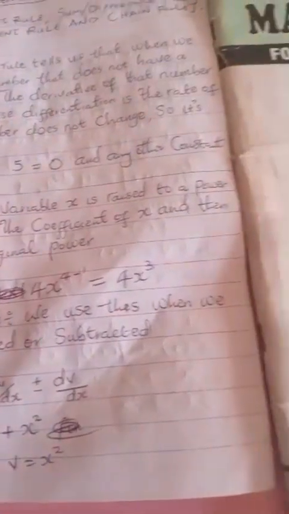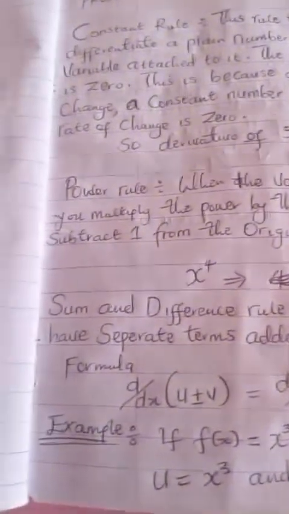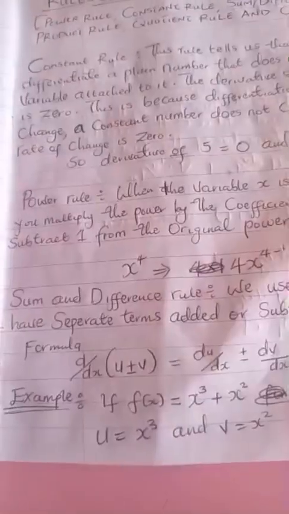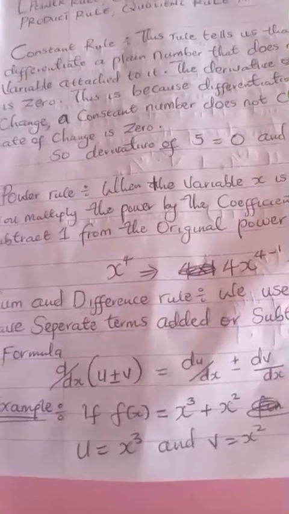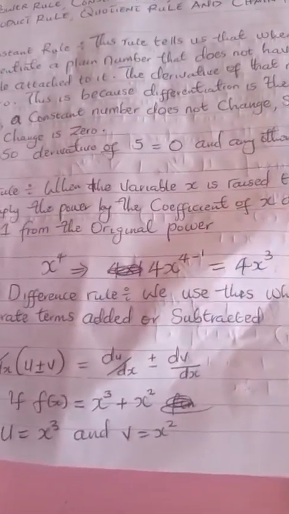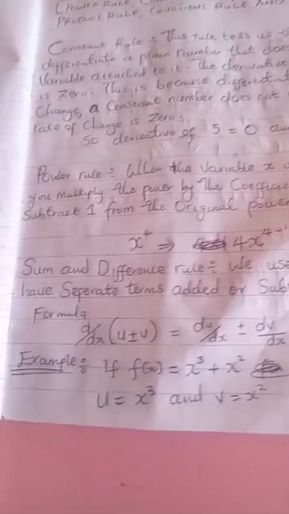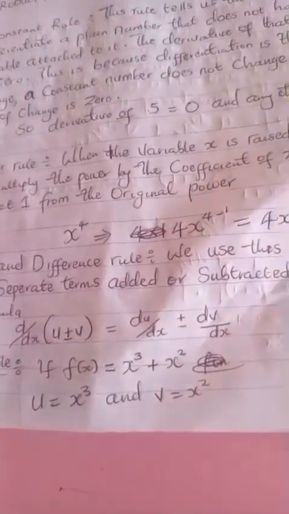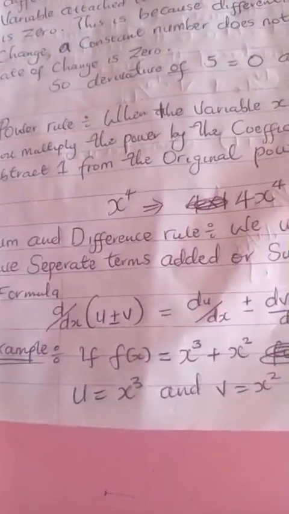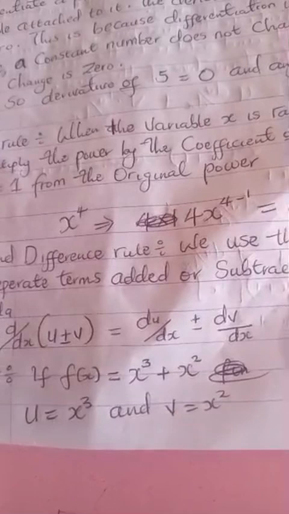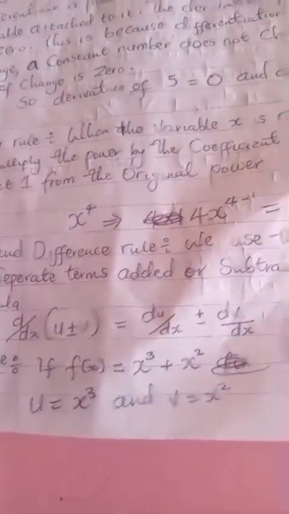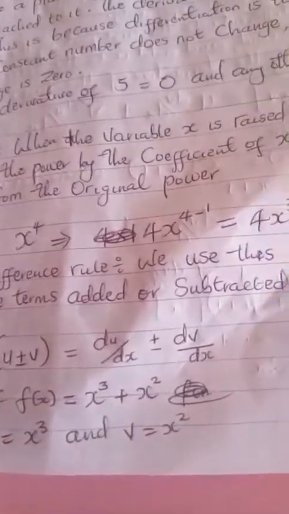We use this when we have separate terms added or subtracted. Now this is the formula that we are to use. The derivative of u plus or minus v is equal to du/dx plus or minus dv/dx. Now for an example, we have f of x equals x cubed plus x squared. Now we differentiate. Our u is now x cubed and our v is now x squared. So we differentiate them individually and we add them together because this requires addition, right?